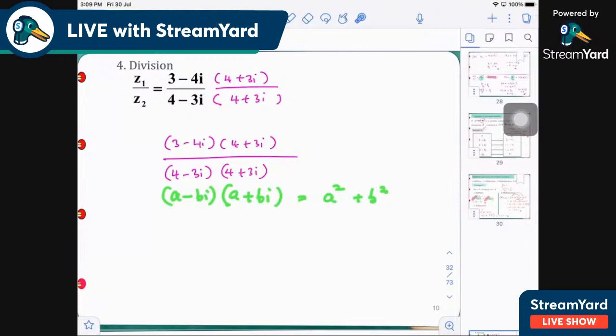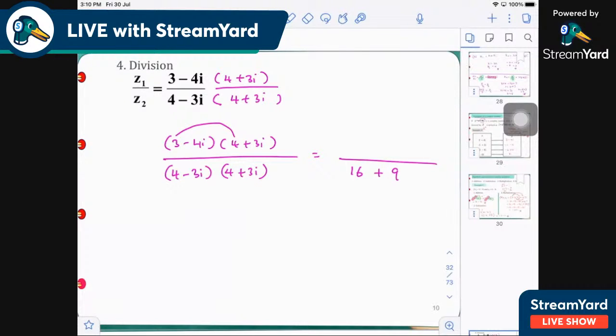So from here you get 3 times 4, which is 12. 3 times negative 3i, so you get negative 9i here. Negative 4i times 4, so you get negative 16i. And negative 4i times positive 3i, so you get negative 12i squared. Again from here I get 12 plus 9i minus 16i minus 12 times negative 1, over 25. If I look over here, negative is going to become positive, yes or not?